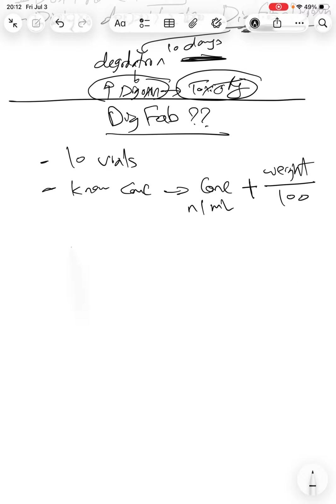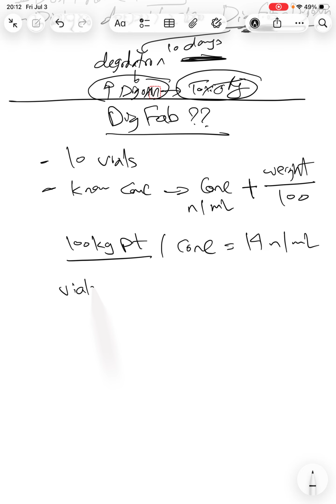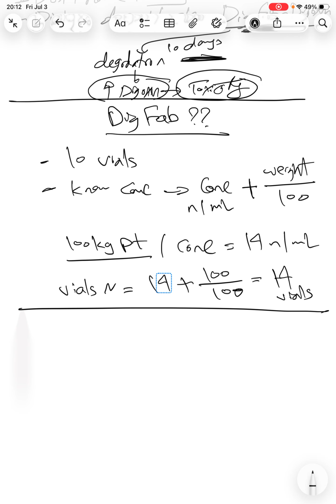So for example, if the patient is 100 kilograms and the concentration of digoxin is 14 nanograms per milliliter, the number of vials will be 14 times 100 over 100, so it will be 14 vials. This is how you calculate it. If you don't know, you just give 10 vials and you can repeat it if the patient's clinical picture doesn't improve.